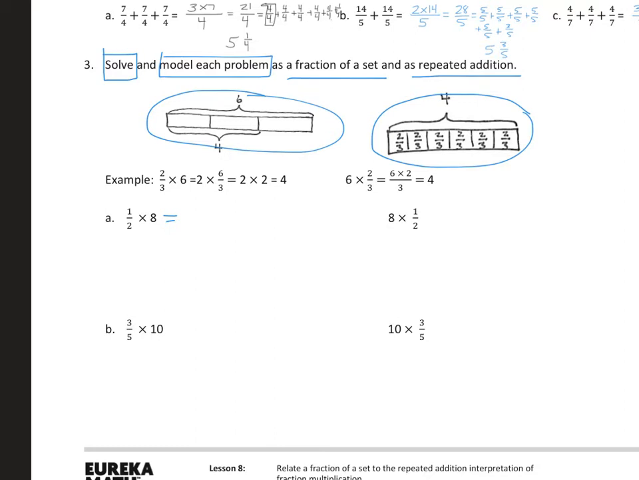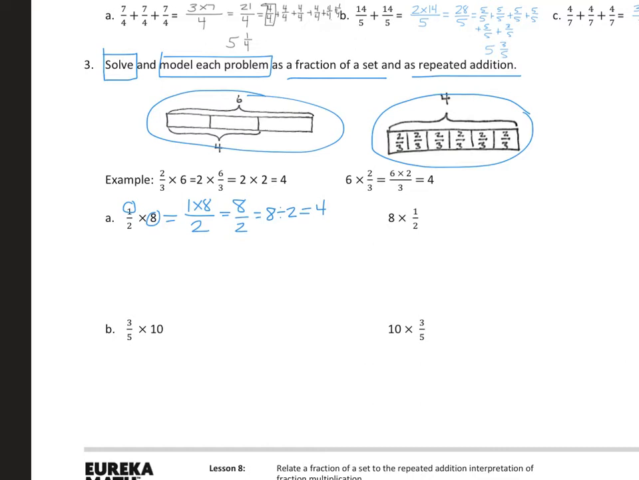So we can go ahead and say our denominator is still going to be halves. And I'm going to go ahead and multiply the 1 and the 8 together as my numerator. And so I get 8 over 2. And don't forget, this also means 8 divided by 2, which we can do really quick, and I know that's going to give me 4.